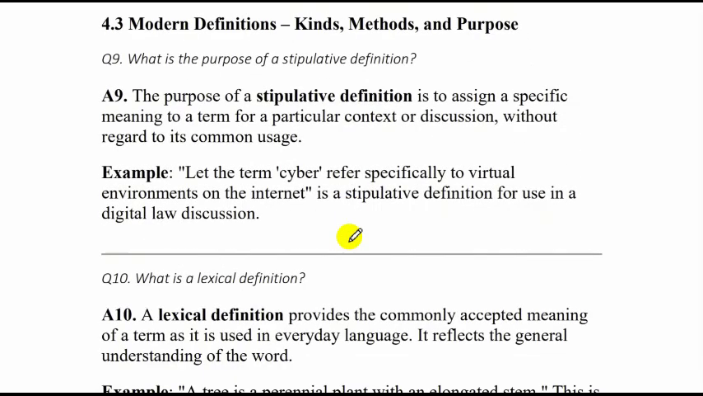Modern definitions, kinds, method, and purpose. Question and answers. What is the purpose of a stipulative definition? The purpose of a stipulative definition is to assign a specific meaning to a term for a particular context or discussion without regard to its common usage. For example, let the term cyber refer specifically to virtual environments on the internet is a stipulative definition for use in a digital law discussion.